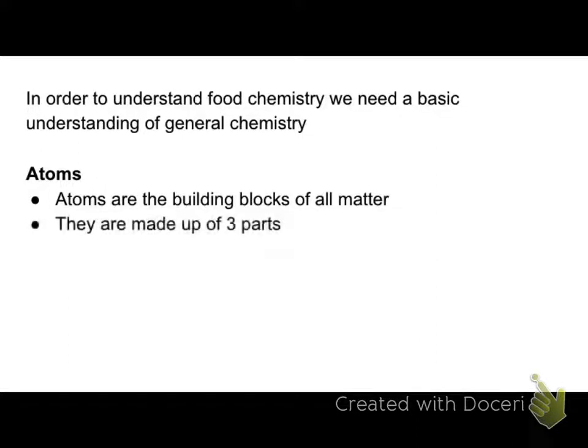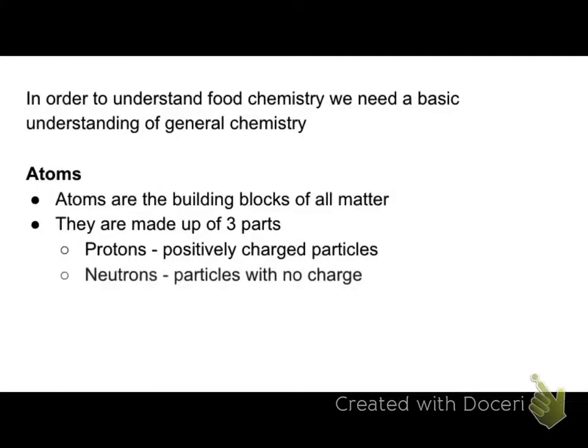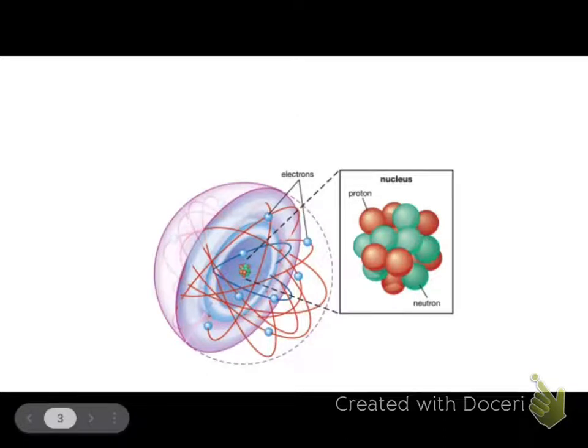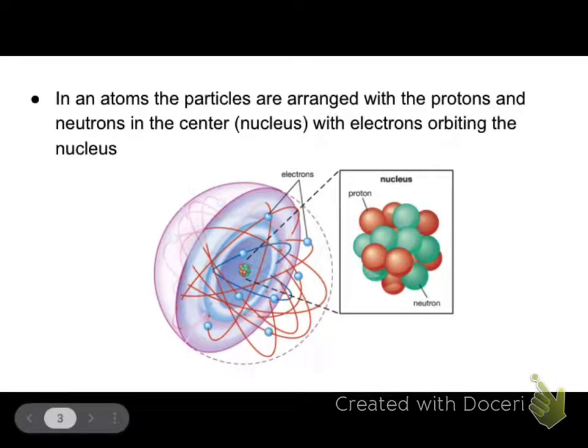Okay. And atoms are made up of three parts, okay? Protons, which are positively charged particles. Neutrons, which are particles that don't have any charge. And electrons, which are negatively charged particles. So these are arranged with the protons and the neutrons in the center of the nucleus, and then the electrons out there orbiting the nucleus.